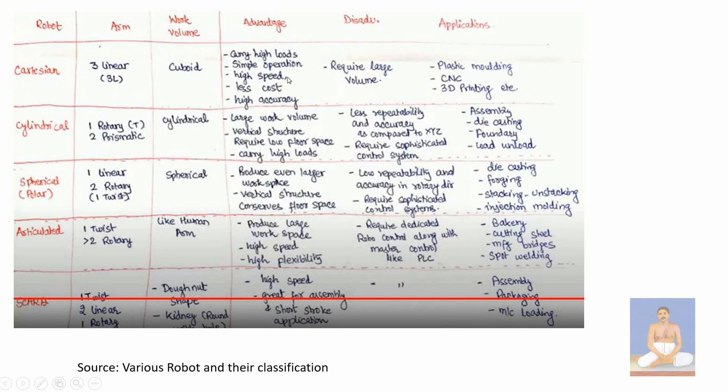Now if we go to a one-page classification of different kinds of robots, we find Cartesian robot, cylindrical robot, spherical, articulated and SCARA. If we consider the arm basis, we have 3 linear motions in Cartesian. Work volume is cuboid. Advantages: can carry high load, simple operation, high speed, less cost and high accuracy. Similarly, for SCARA, we have twist, linear and rotary arm, donut shape and kidney shape work volume, high speed, good for assembling, packaging and microphone loading.